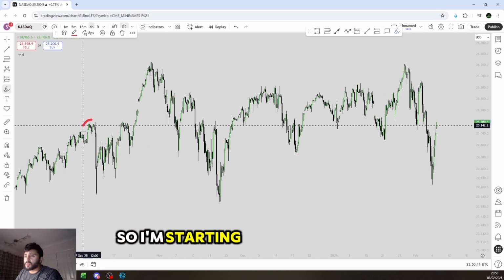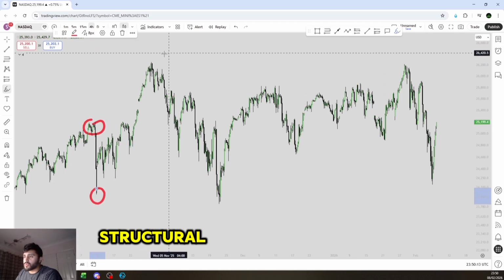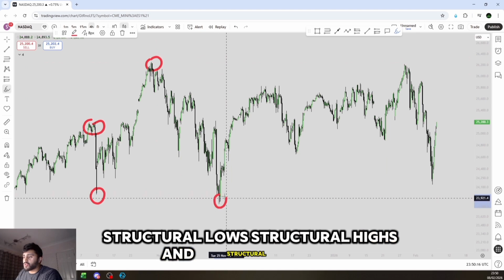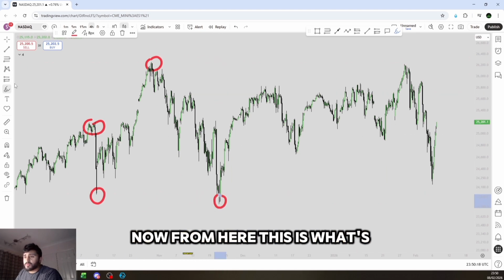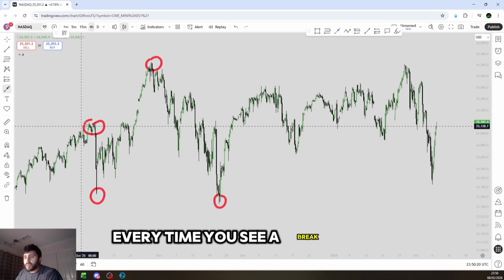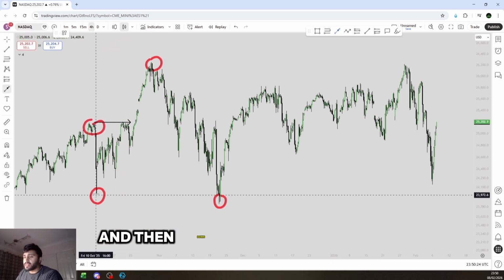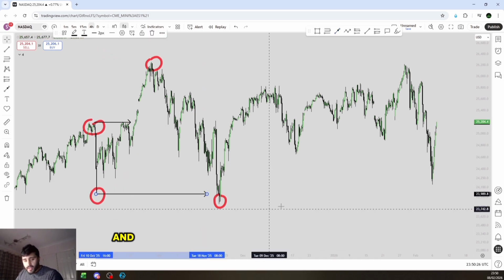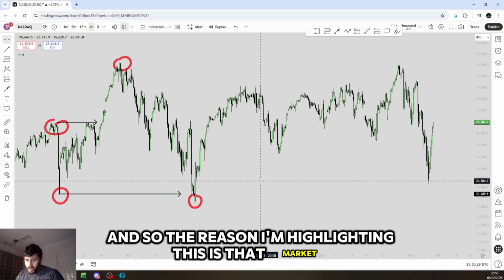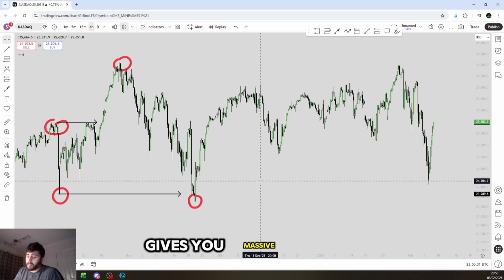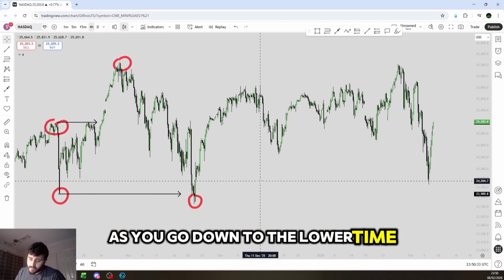So I'm starting with structural highs, structural lows, structural highs, and structural lows. Now from here, this is what's important to understand. Every time you see a break, I want you to draw an arrow, right? So here's where we have one break, and then down here we had another break. And so the reason I'm highlighting this is that market structure on the higher time frames gives you massive clarity as you go down to the lower time frames.